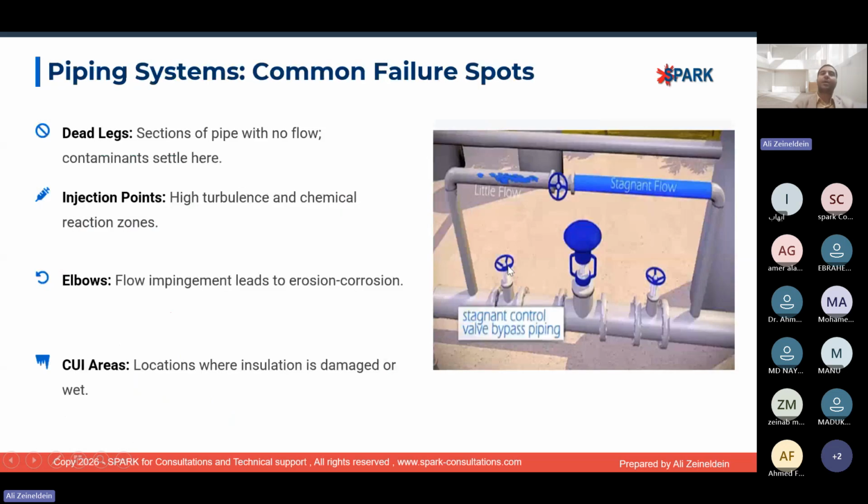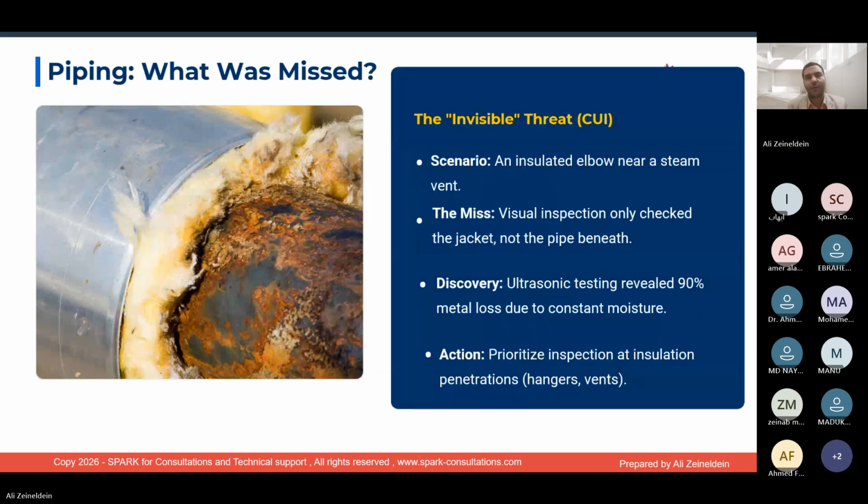This is for the piping system, common failure spots. We can see dead legs, injection points, elbows, and CUI areas. These areas are considered the most common failure spots in the piping system, as we explained. Here, this invisible threat, CUI, corrosion under insulation, is a critical point, as we explained many times before.